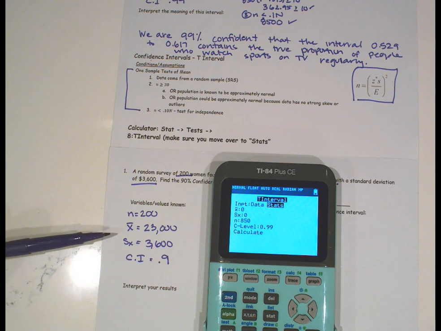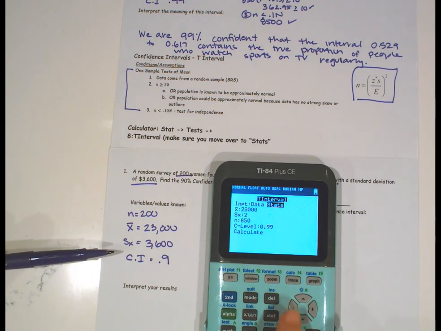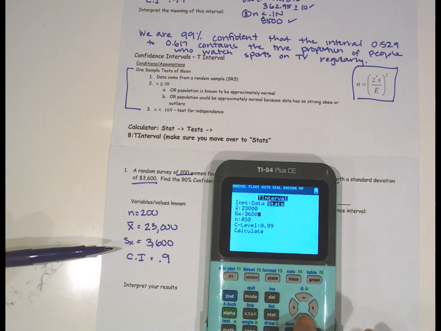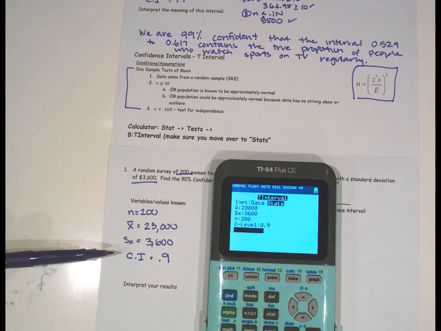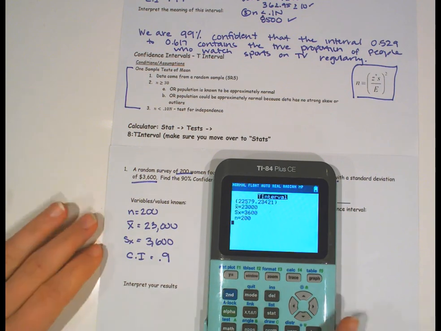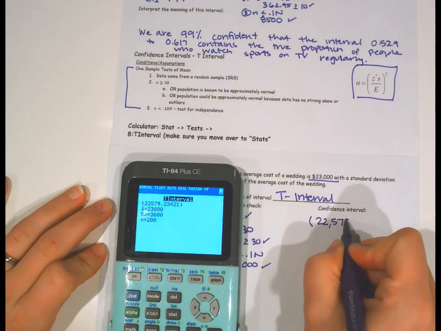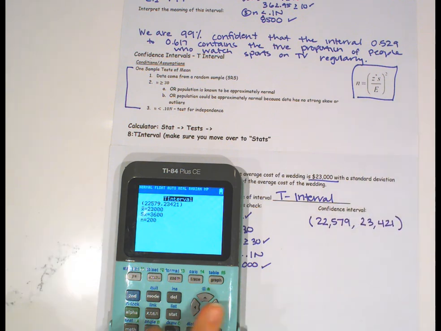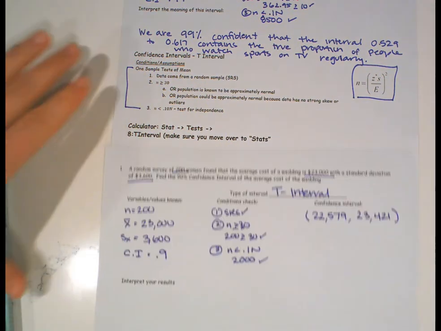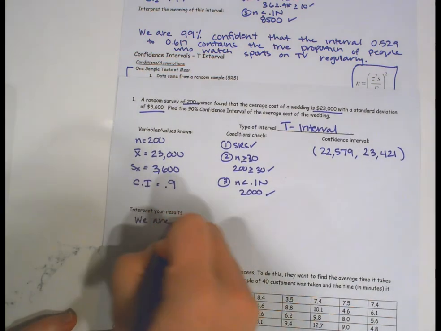So our mean is 23,000. Our standard deviation is 3,600. Our N value is 200. And I want to be 90% confident. So I get my confidence interval. Okay, so then we can write out, interpret those results. We are 90% confident.